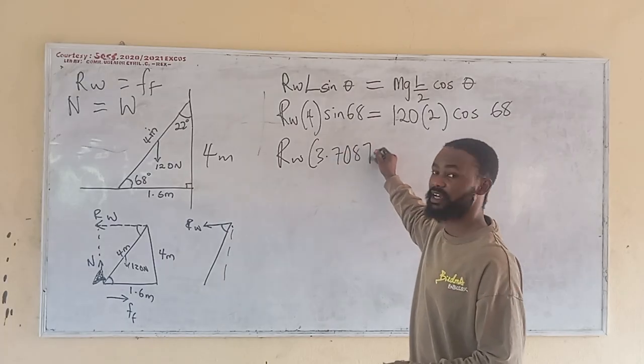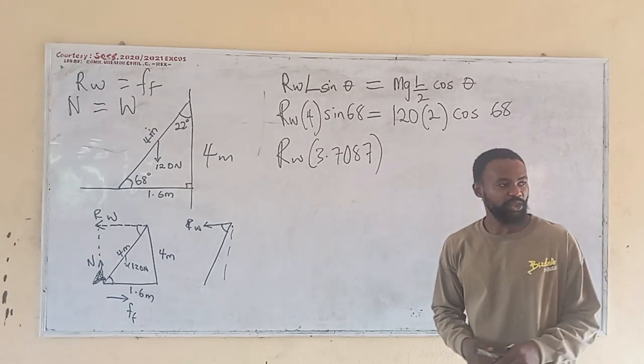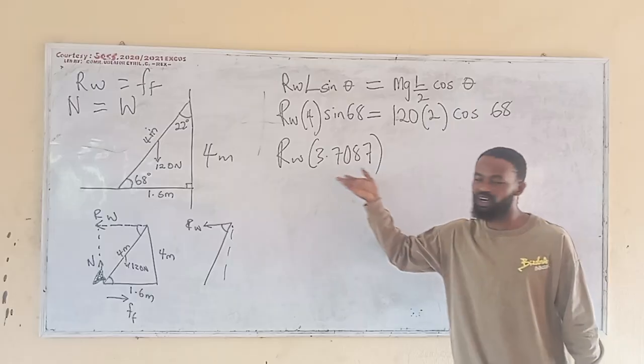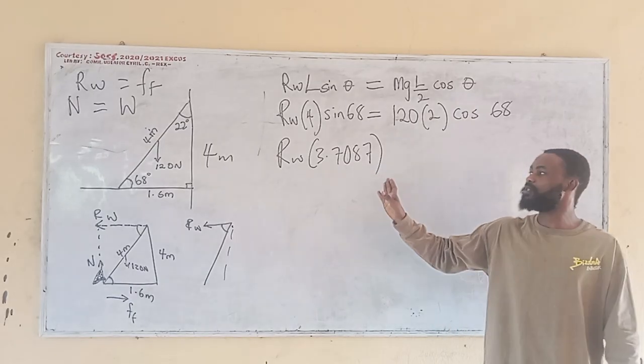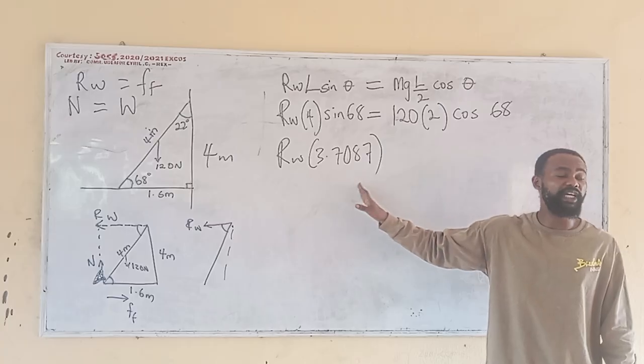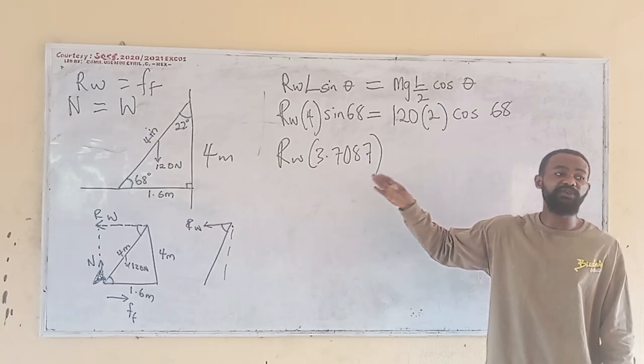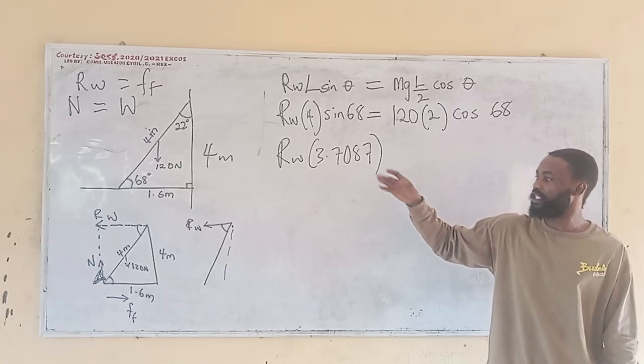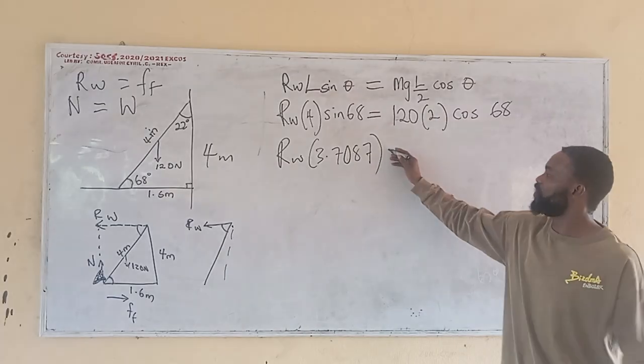3.7087. I'm not the one that taught you to approximate when you've not gotten to your final answer. If you've not gotten your final answer, make sure you do it to 4 decimal places. It's your final answer, you now approximate to anything you want. That is what I told you. So you don't change your answer.